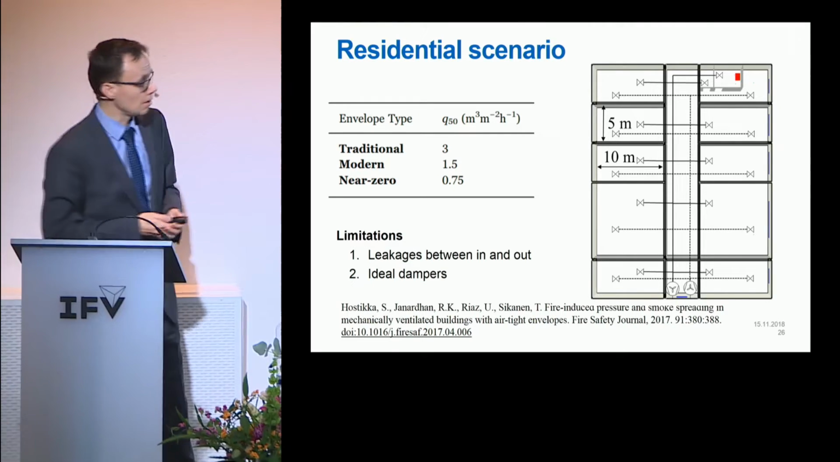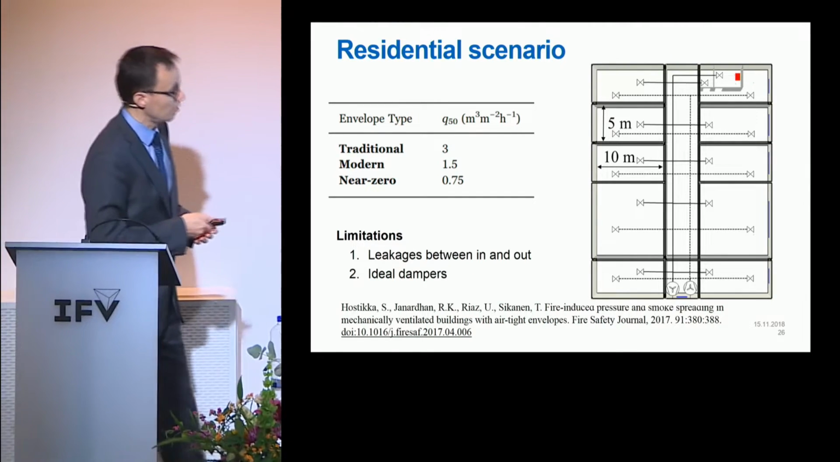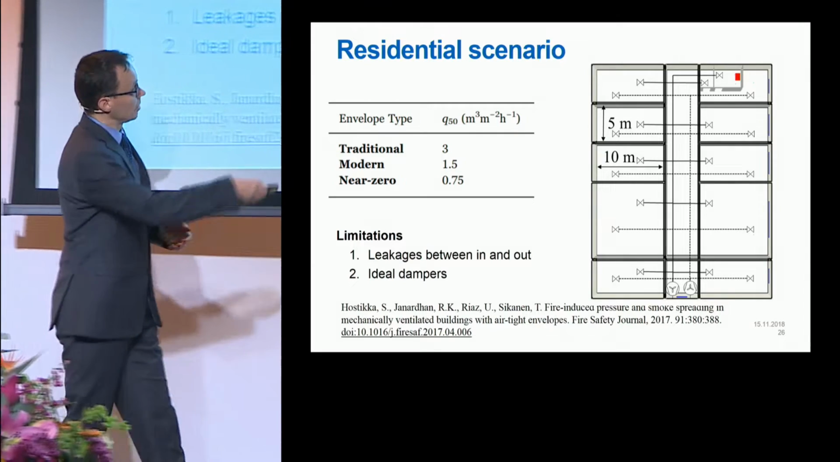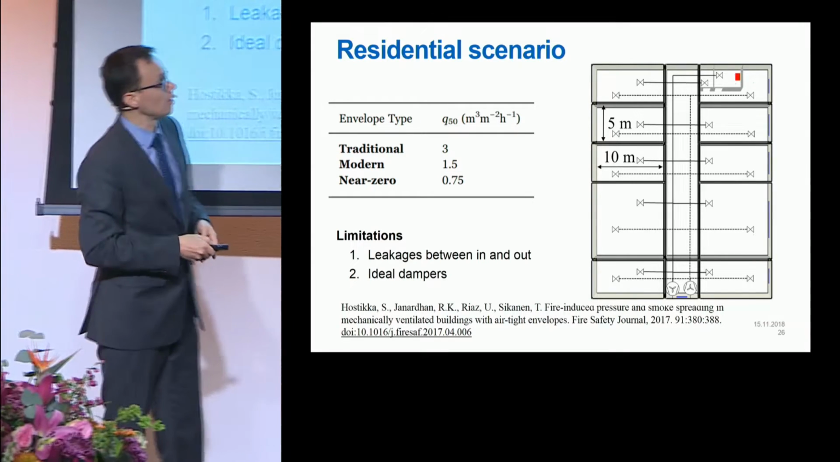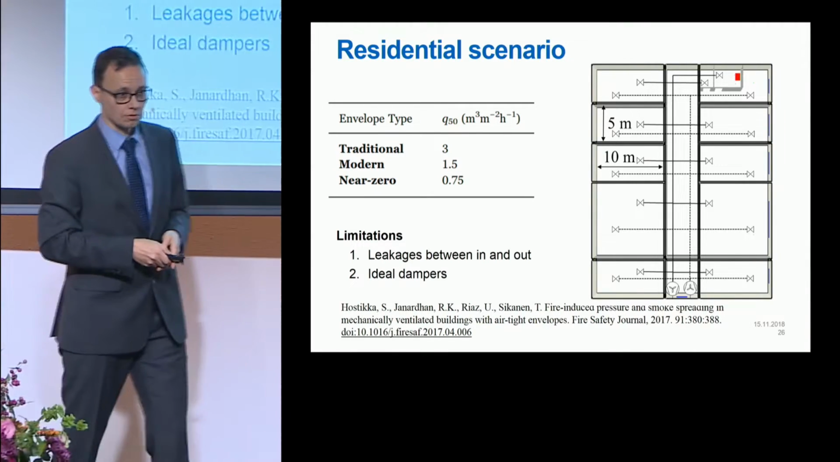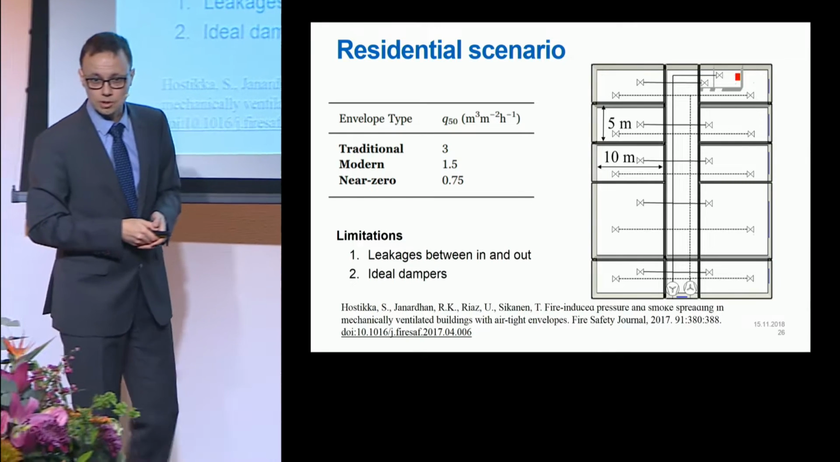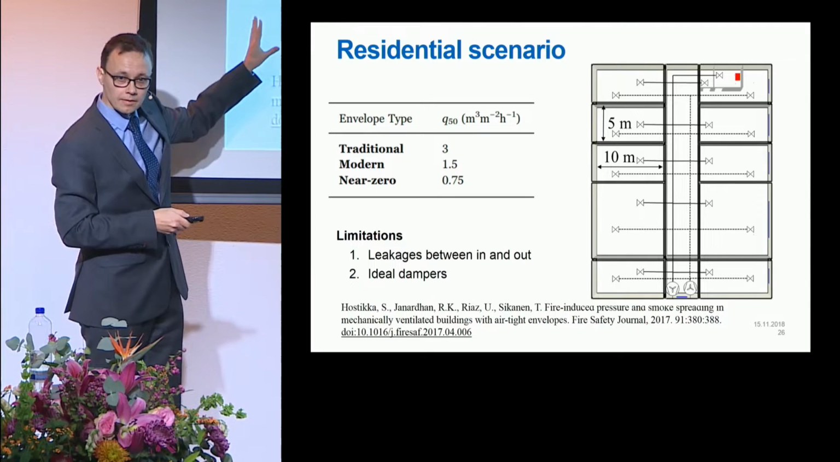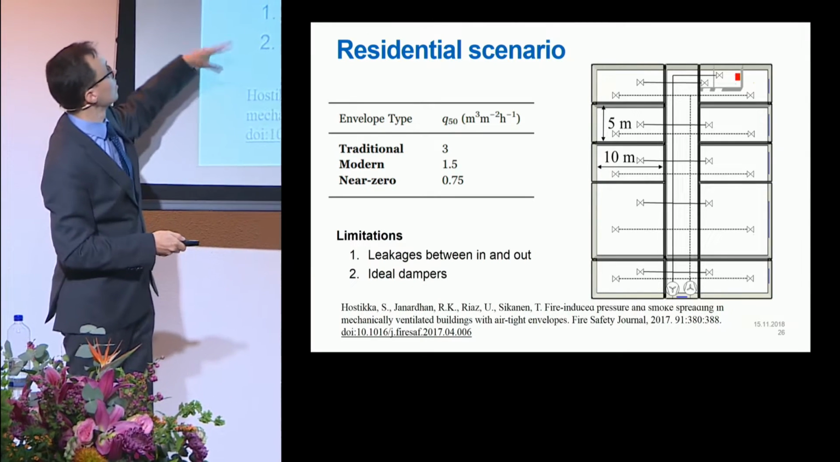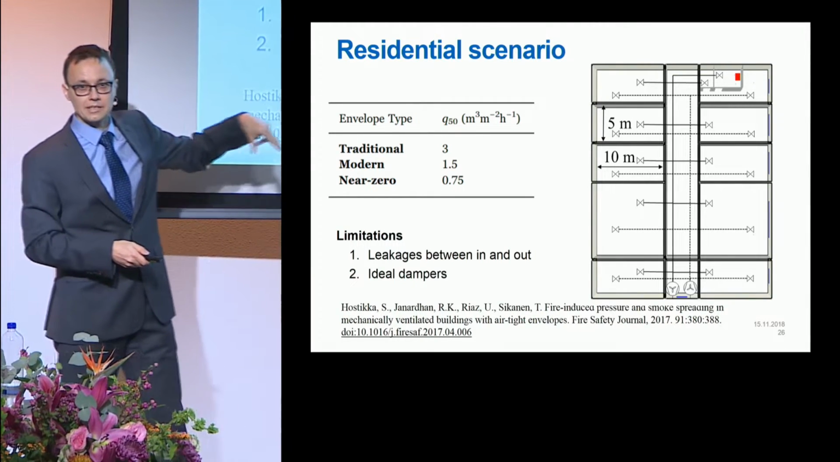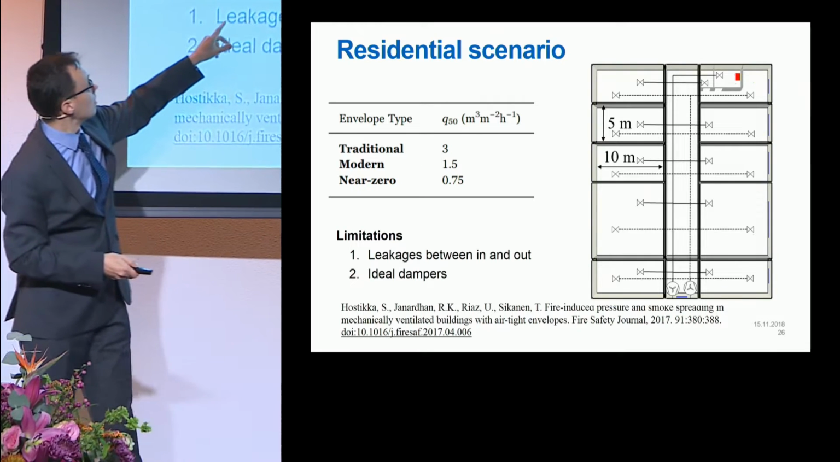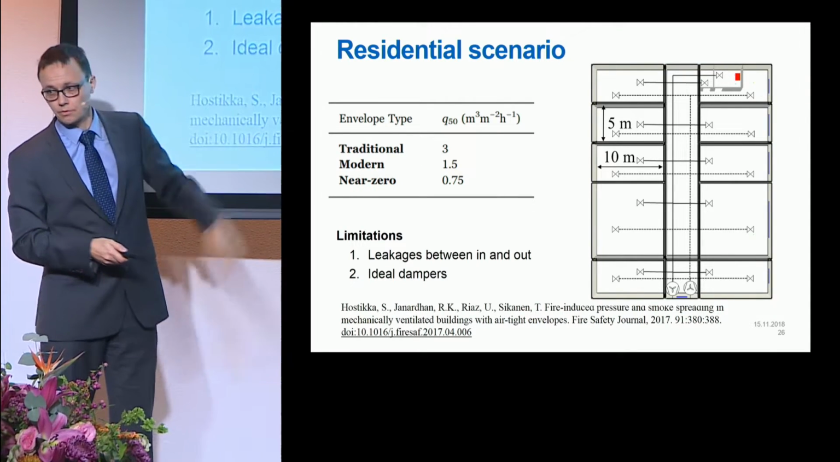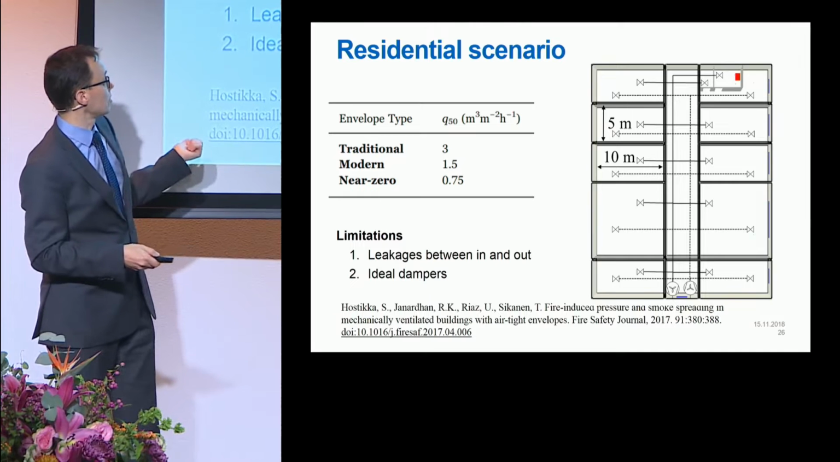We defined a scenario of an apartment building, one floor of an apartment building consisting of apartments of 50 to 100 square meters. We investigated three different levels of air tightness called traditional, modern, or near zero, having Q50 values of 3, 1.5, and 0.75.